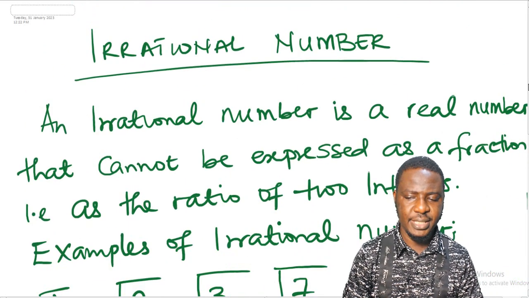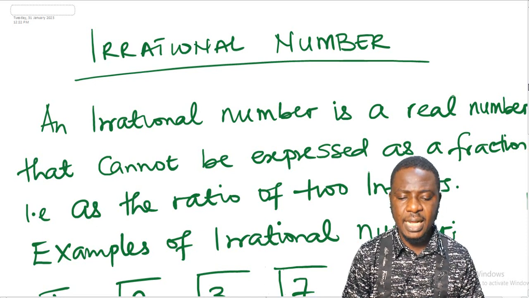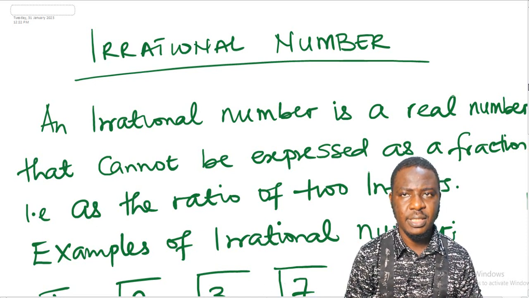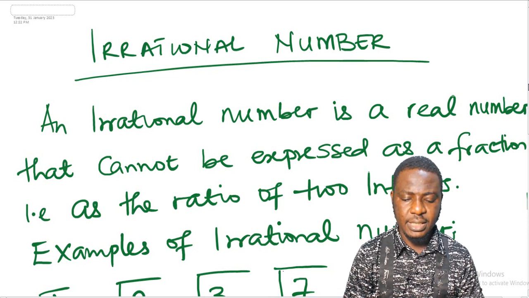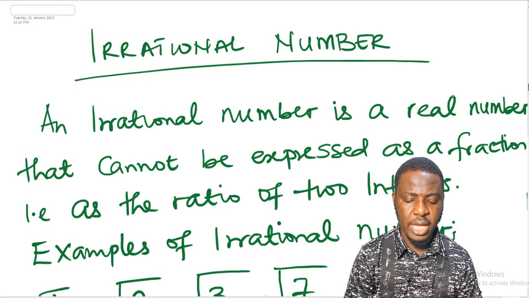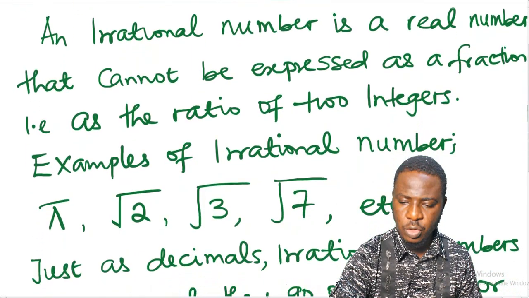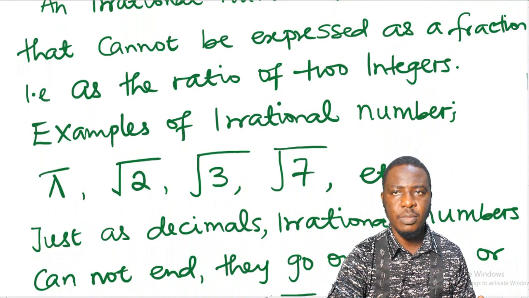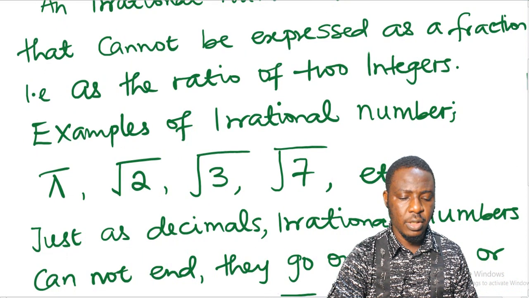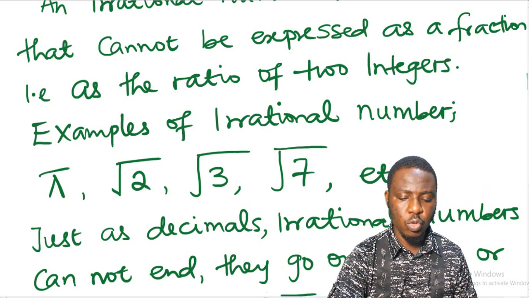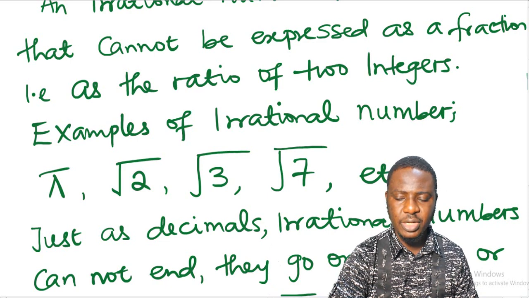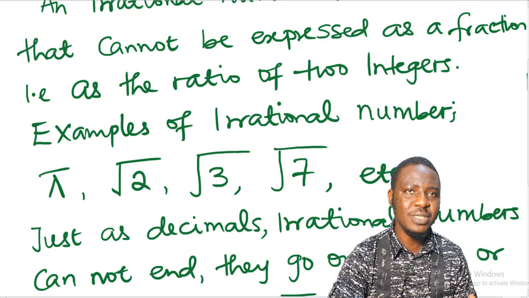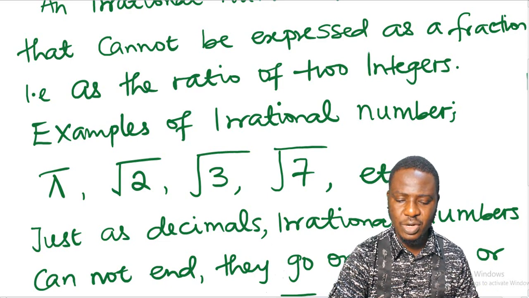An irrational number is a real number that cannot be expressed as a fraction, that is, as the ratio of 2 integers. Examples of irrational numbers include pi, which is approximated as 22 over 7. We have root 2, root 3, and root 7, etc. These are said to be irrational numbers. I'm going to explain to you why pi, which is approximately 22 over 7, is an irrational number.